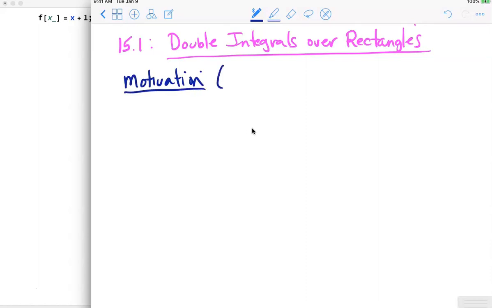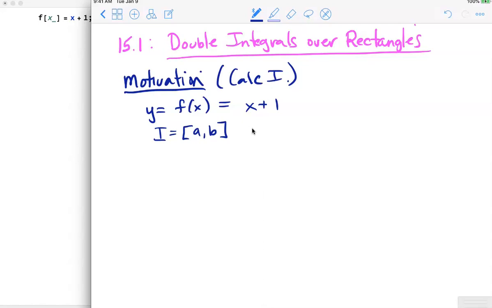And it would help if we could just recall what happened in Calculus 1. In Calculus 1, we're used to y is equal to some function of x. And maybe that function of x is a nice simple function like a straight line, x plus 1. Okay. And then we also had an interval. You had that function defined on a certain interval, a to b, and maybe we could say that's 0 to 4 in this case.